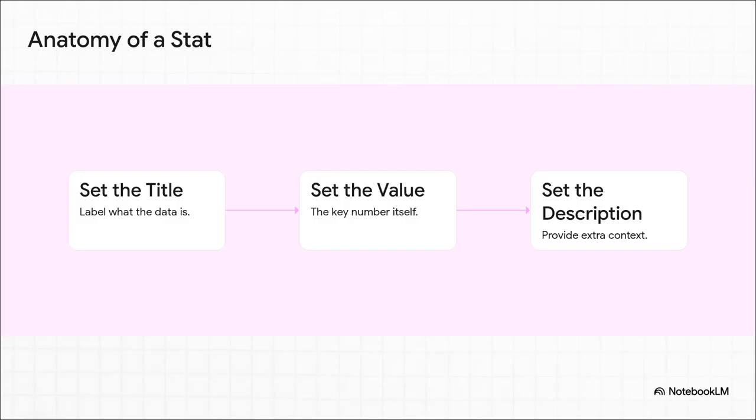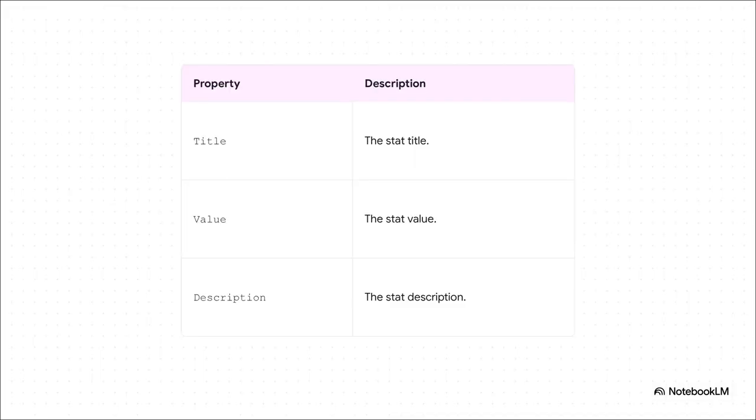At its very core, every single stat item is built from three simple text properties: a title, to label what the data is, the value, which is the key number itself, and a description, just to provide that little bit of extra context. And here they are, right in the designer. You just fill in these three fundamental properties: title, value, and description, and boom, you've instantly created a clean, structured, and really good-looking data point for your UI.